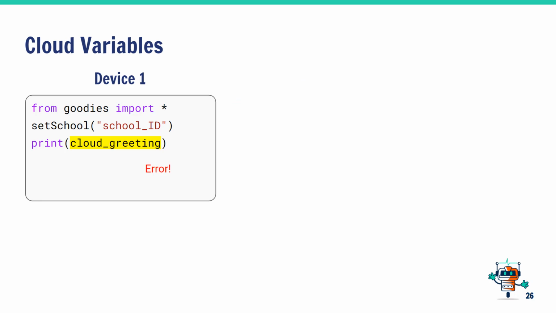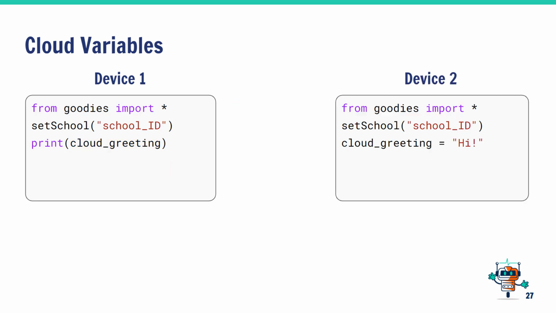However, just before you ran the code a second time, what your teacher did was on their device, here, device 2, they're going to run a slightly different version of the code. And in their code, the last line is going to assign a string into the cloud_greeting variable. So that third line there is going to create a new variable in the cloud called cloud_greeting and put the string hi into it.